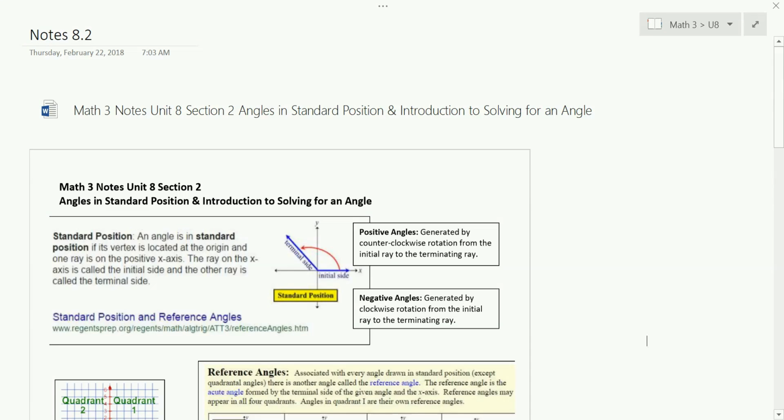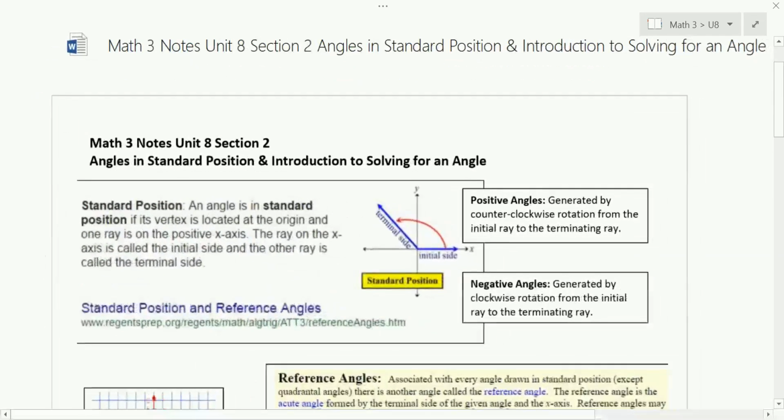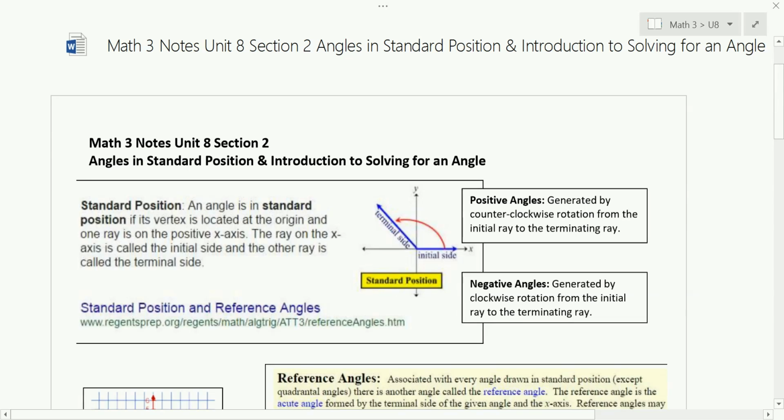Today we're going to look at plotting angles in standard position. Okay, so I don't think you've had this, unless you were in Math 2 Honors. If you were in Math 2 Honors last year, then you had some experience doing this. But if you were not in Math 2 Honors, if you're in Basic Math 2, you haven't had this background.